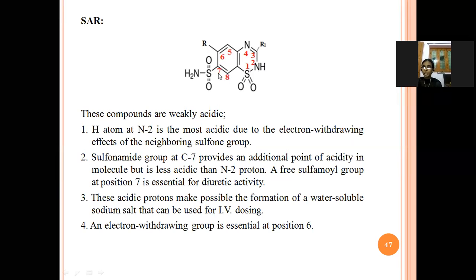See here, in the seventh position the sulfonamide group is there, so it should be present for the activity of the diuretics. And the acidic protons make possible a water soluble sodium salt, which can be used for preparing the intravenous dose. In the sixth position, the electron withdrawing group should be there for the activity.